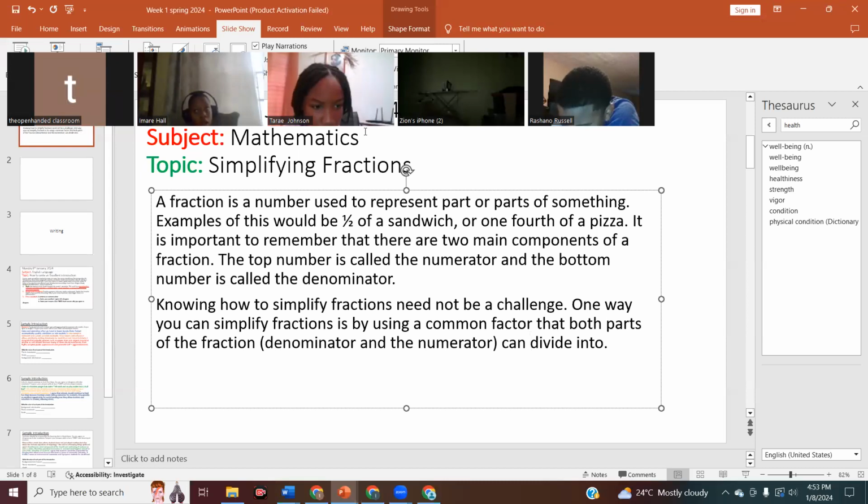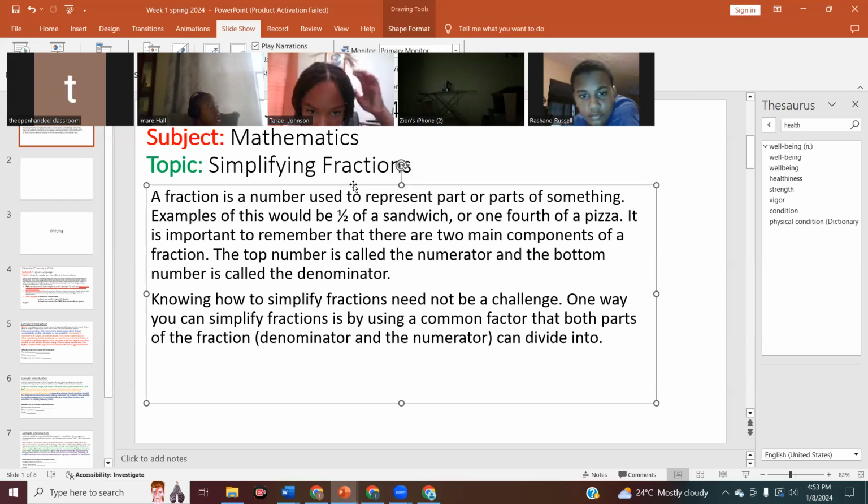I mean, mic on. So when we're trying to simplify fractions, we have to find a number that can go into both numbers. Find a number that could go into the numerator, find a number that can go into the denominator. It must be the same number, all right? And then you can divide, and then you can simplify the fraction.